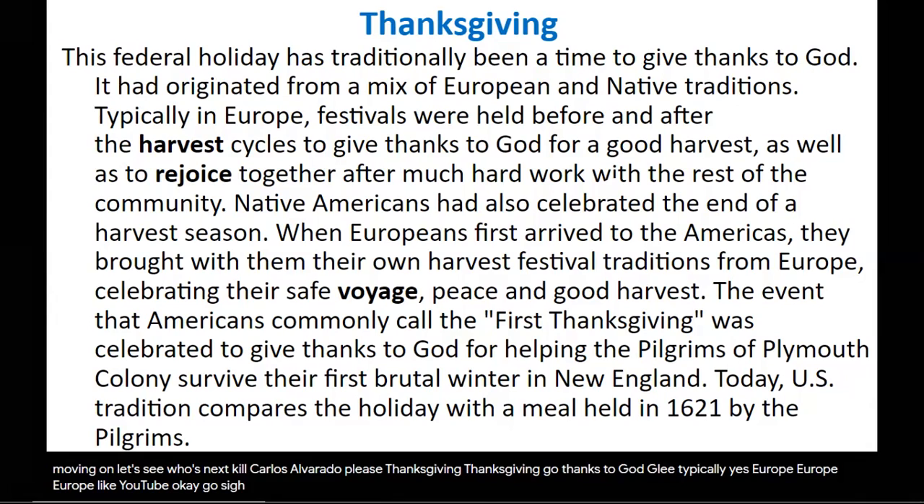The harvest cycles to thank God for a good harvest, as well as to rejoice together after much hard work with the rest of the community. Native Americans had also celebrated the end of a harvest season.